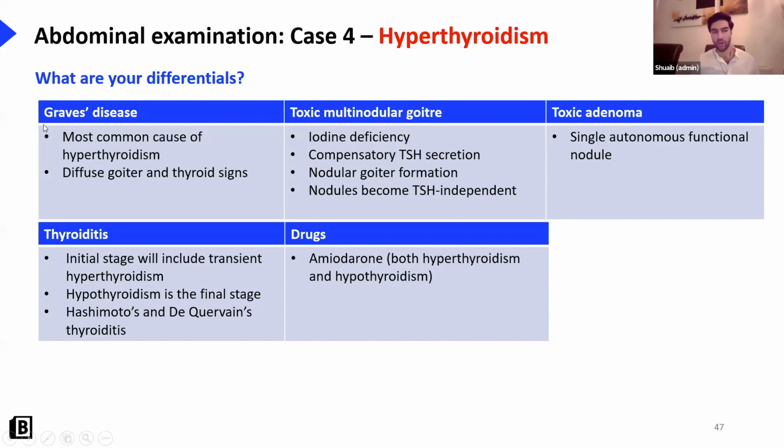But really, for your OSCEs, this isn't MCQs, remember, so I don't want to go too much into the theory, but for the OSCEs, you just need to memorize a list. So just memorize three: Graves' disease, toxic multinodular goiter, and toxic adenoma. And that's enough to get all the marks that you need for this question.